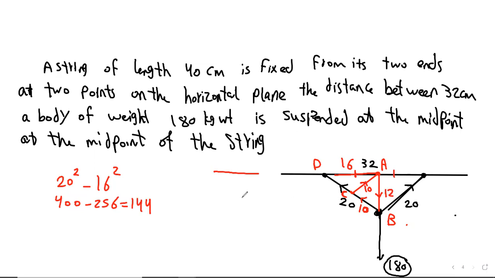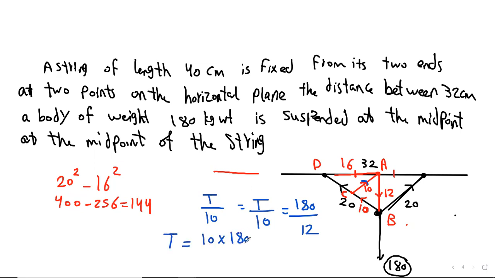Why? Because I have T1 over 10 equals T2 over 10 equals 180 over 12. You do cross multiplication, so T equals 10 times 180 over 12, divided by 6, 30, and divided by 2, 1, divided by 2, 15. It will be 150 newtons.